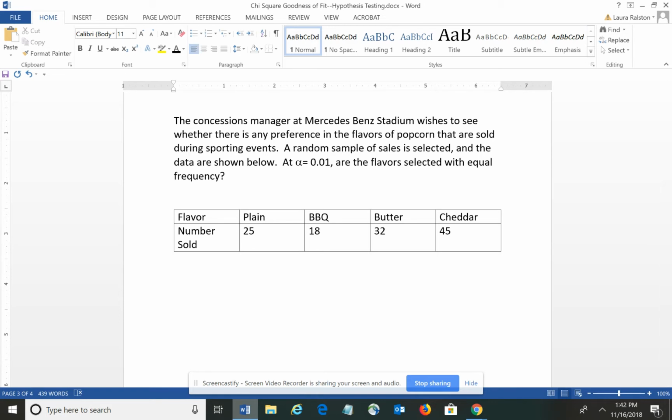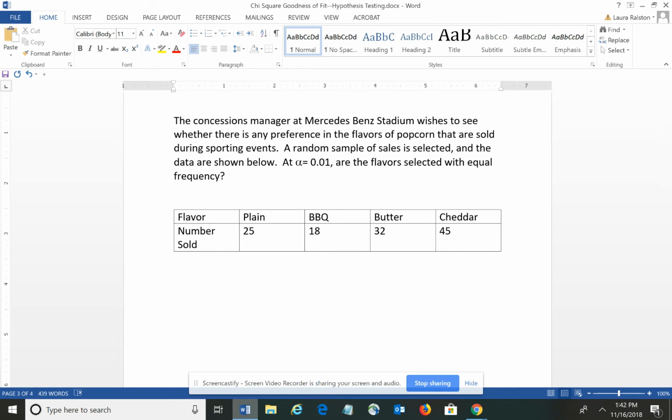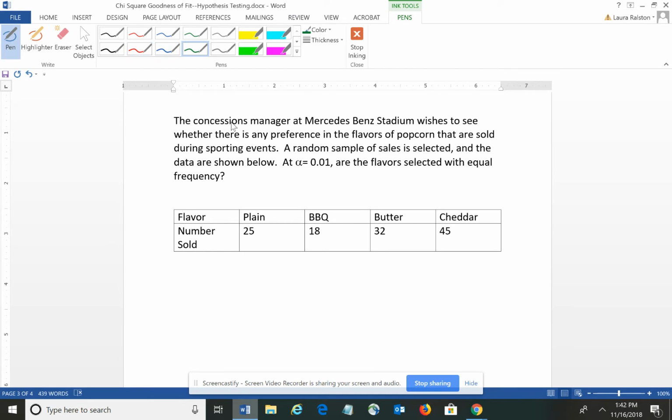A random sample of sales is selected and the data are shown below. At the level of significance of 0.01, are the flavors selected with equal frequency? One of the things that is typically true in a hypothesis test is that the hypothesis, most of the time, is stated near the end of the problem. And so at the end of this question, it says, are the flavors selected with equal frequency?